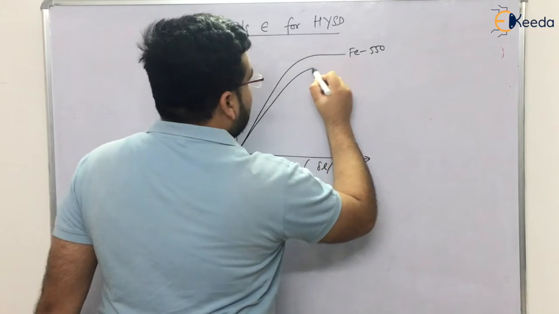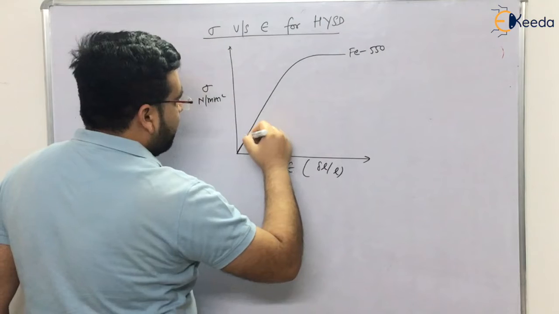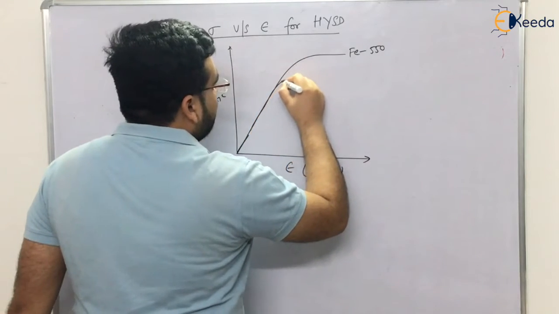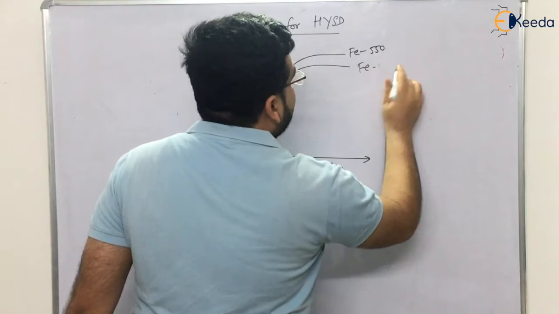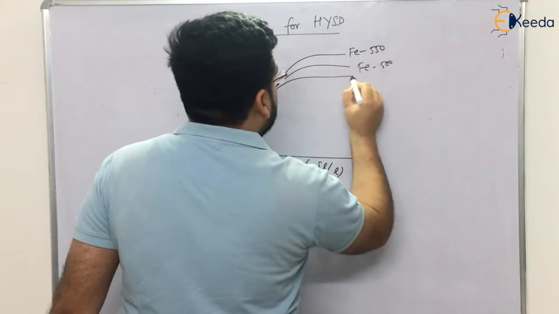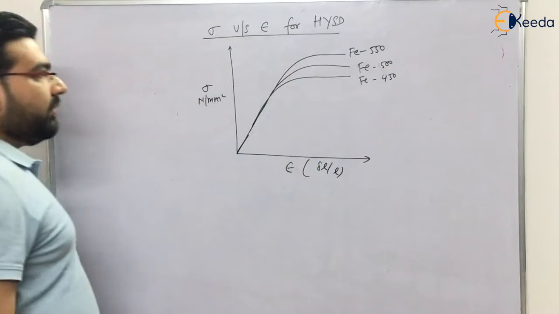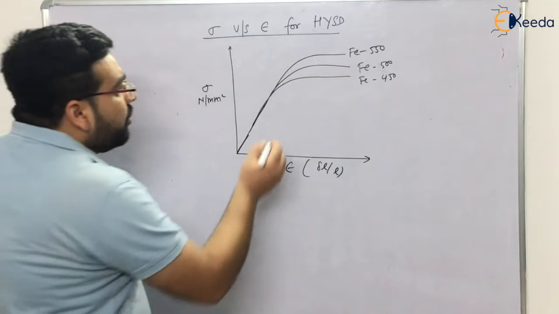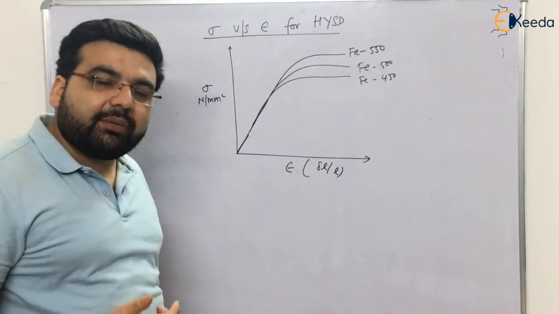This will be for, sorry, this will be for Fe, let us say 500, and this will be for Fe 450. The graph will be like this. So you are not getting a peak here. You are not getting a peak here.